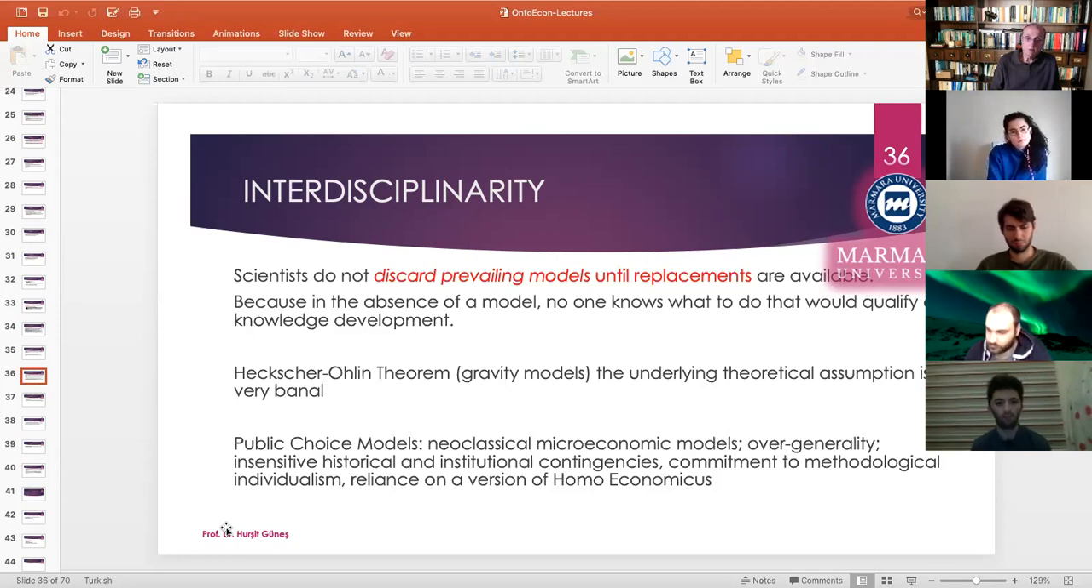The public choice models, rather the neoclassical microeconomic models, they suffer from overgenerality, insensitivity to historical and institutional contingencies, commitment to methodological individualism, and reliance on a version of Homo economicus.